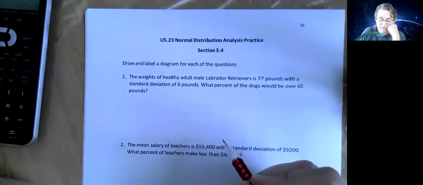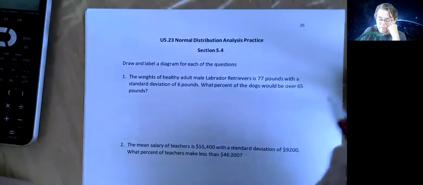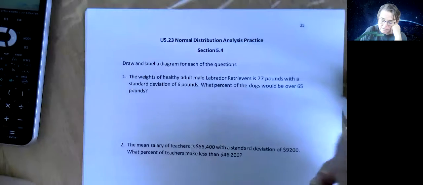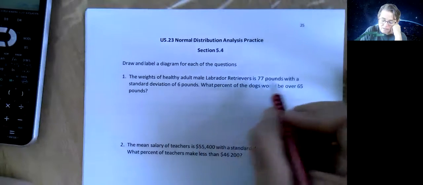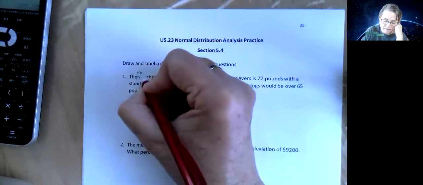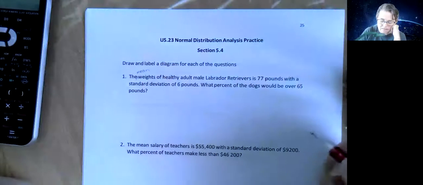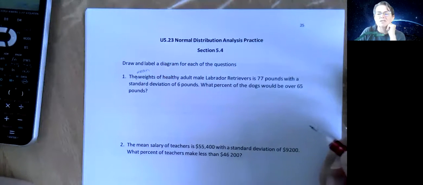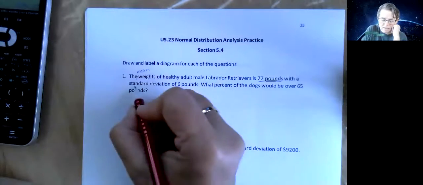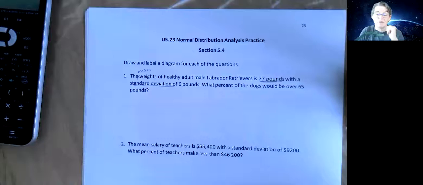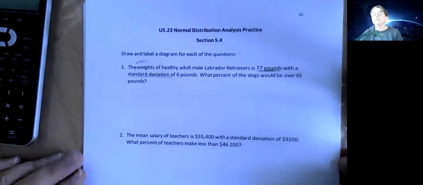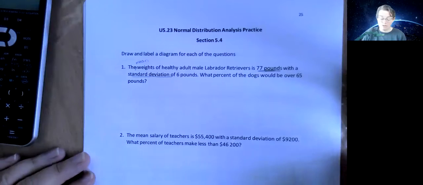All right, let's take a look. Draw and label a diagram for each of these questions. You know what? Honestly, the moment I see the mean, it'll be on your sheet. So if I see pounds, or basically if I see this word, that's the main one. If I see standard deviation, it's like, yep, I'm going to draw myself a curve. I don't even have to care about the rest of the questions. I'm just going to draw myself a curve.